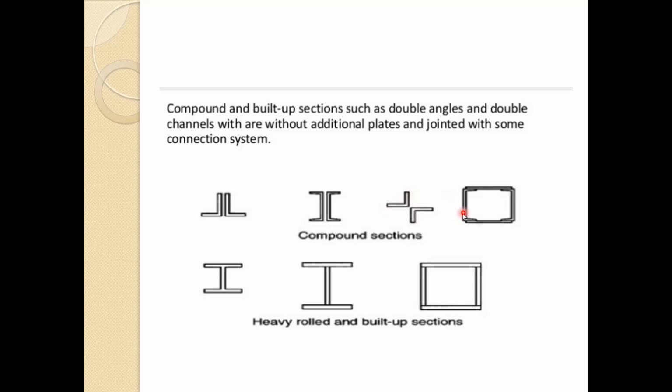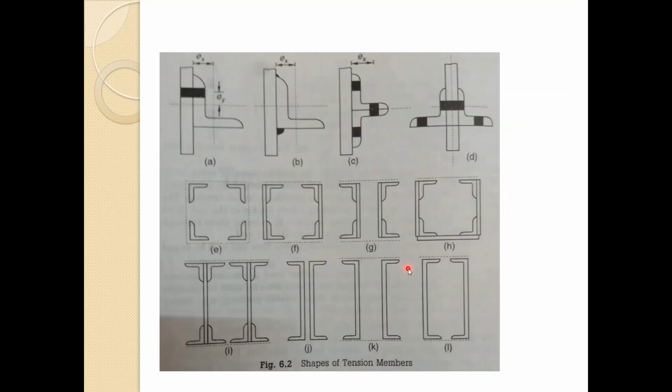These are the two angles. Here two channels are there, two to two, and connected with this plate. This is the I section, this is a built-up I section, and this is the square section made up with the plates. So these are a few sections.